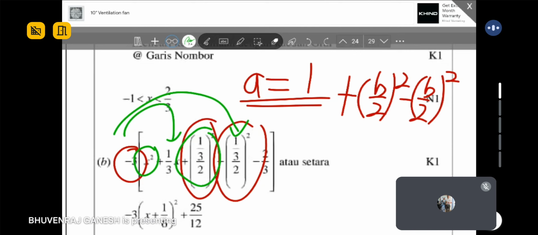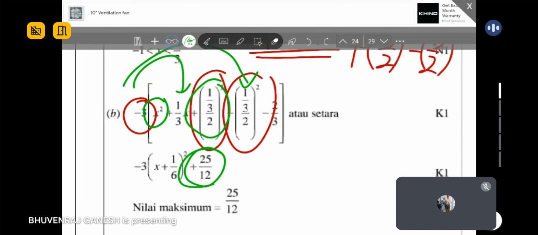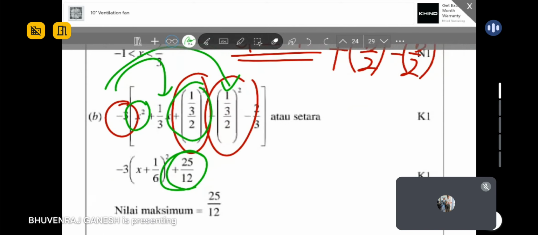So anyone? What's the answer? Maximum value. Nilai maximum. Yes. Okay, always we refer to the last value. Tengok nilai terakhir. Ini adalah nilai maximum. Maximum value. Okay, so that's why the answer is 25 over 12.